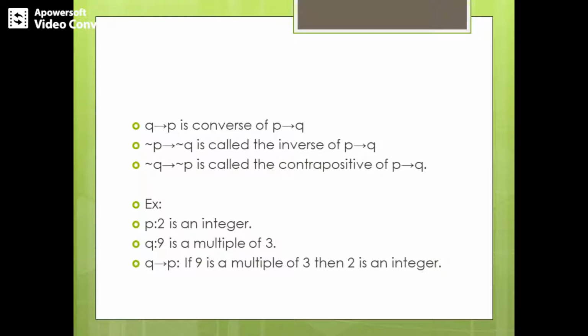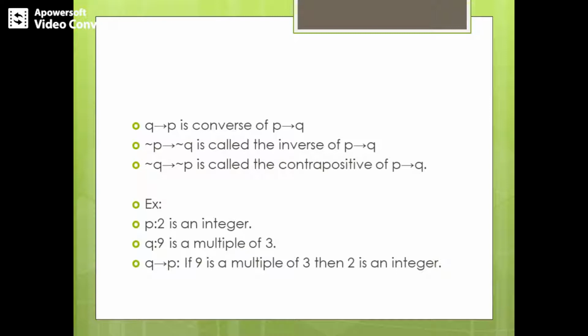And the contrapositive is stated as negation Q implies negation P. This is the contrapositive of the conditional. We know an important result: the conditional and its contrapositive are logically equivalent. That means P implies Q is logically equivalent to negation Q implies negation P.